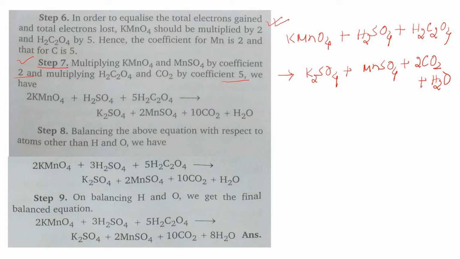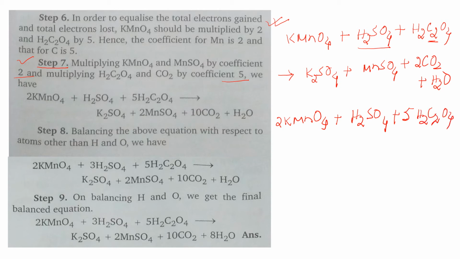Now I have to multiply this Mn and carbon with the coefficient, that is 2 and 5 respectively. So after multiplying, what I am getting, 2 KMnO4, because Mn has to be multiplied by 2. Plus H2SO4, because in H2SO4 neither Mn nor carbon is present, so I am writing it like that only. Now this is having carbon, so it has to be multiplied by 5. So it is 5 H2C2O4.